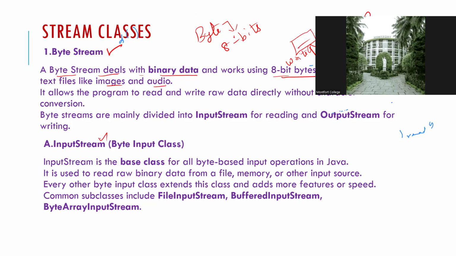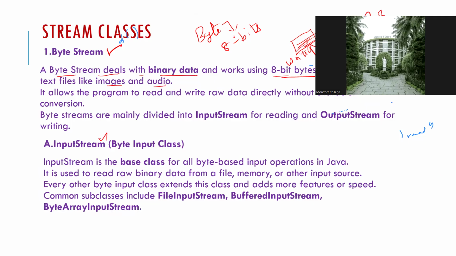Then the file size, for example, the audio file is 4 bytes. So first 1 byte will be taken and written here. Then another 1 byte will be taken and written here. The third byte will be taken and written here, and the fourth byte will be taken and written here. In this way, the audio file will be transferred completely.